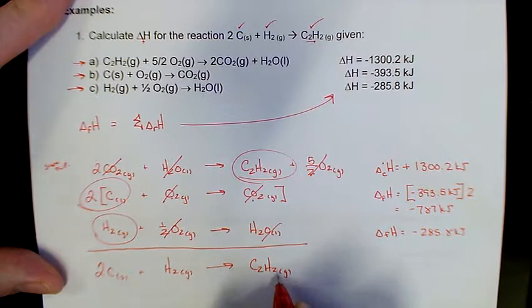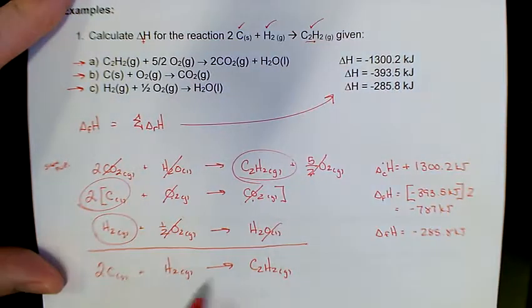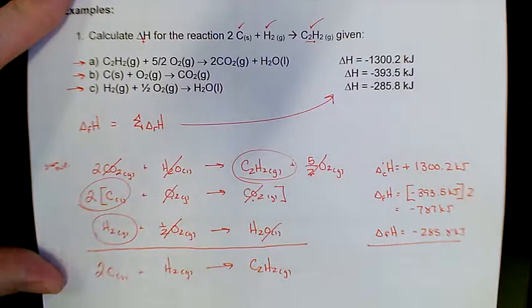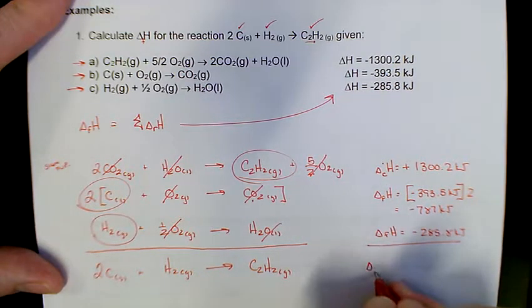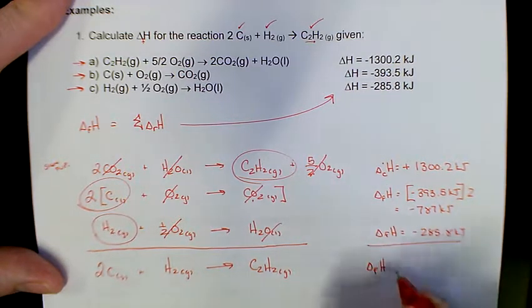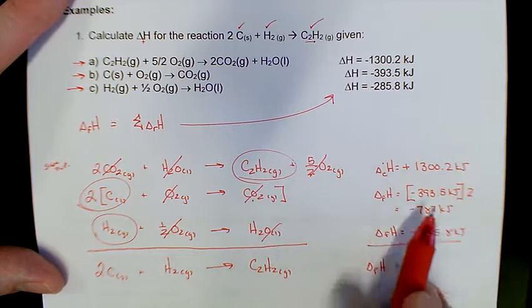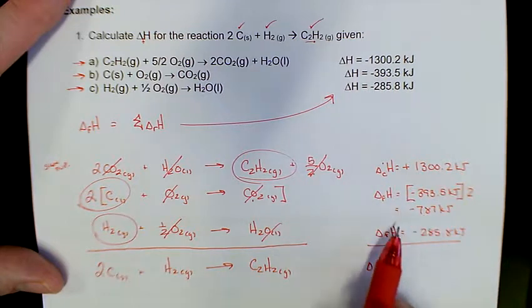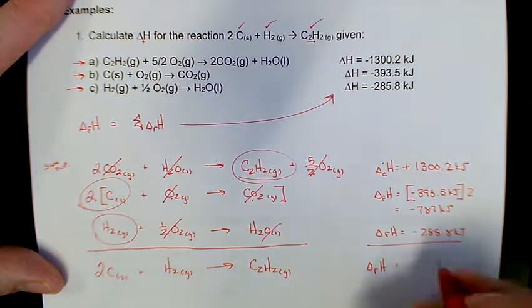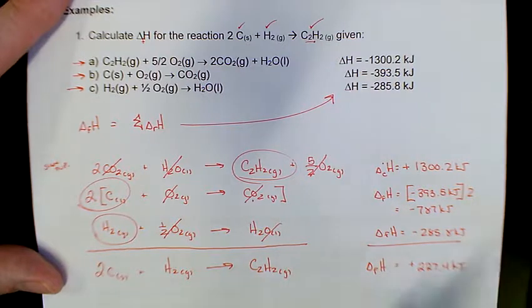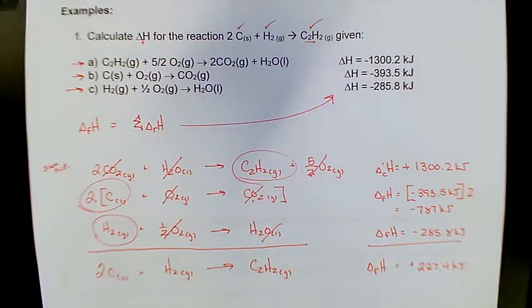Therefore, since I now have my target equation all done here, Hess's law states that the sum of these changes is equal to the formation enthalpy for the reaction that remains for my acetylene. So, positive 1300.2 plus negative 787 plus negative 285.8 gives us positive 227.4 kilojoules. All right, hopefully that makes a little bit of sense.